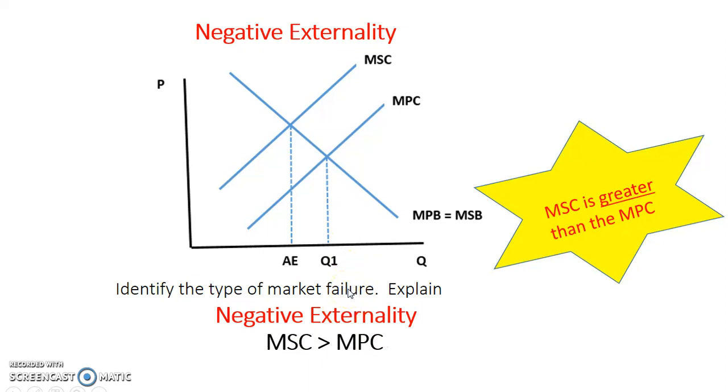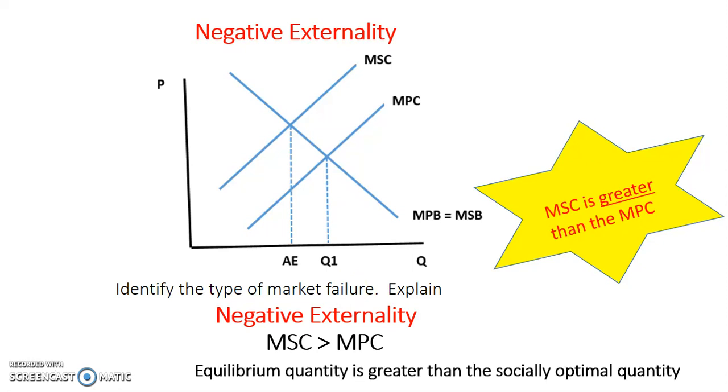The other way that you could explain this market failure is to talk about allocative efficiency and how they're not at the allocatively efficient amount. You need to explain, though, the relationship of that. Instead of just stating they don't produce at allocative efficiency, you need to indicate that the equilibrium quantity is greater than the socially optimal quantity. Or you could say the equilibrium quantity is greater than the allocatively efficient quantity. Either one would be acceptable for that.